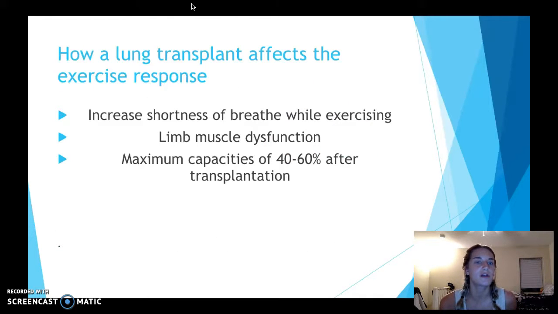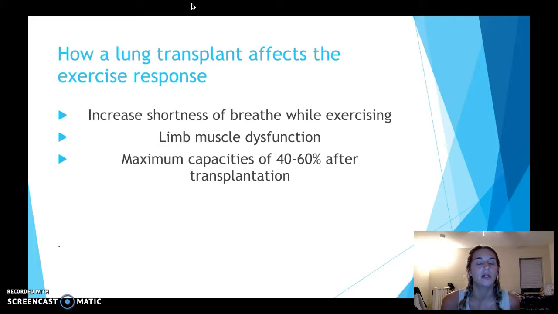How a lung transplant affects the exercise response: it increases shortness of breath while exercising. Keep an eye on that while clients are working out post-lung transplant. Muscle dysfunction can cause atrophy, and maximum capacity is 40 to 60% after transplantation, so don't expect your client to go as hard as they used to, and keep an eye on them as well with their RPE.